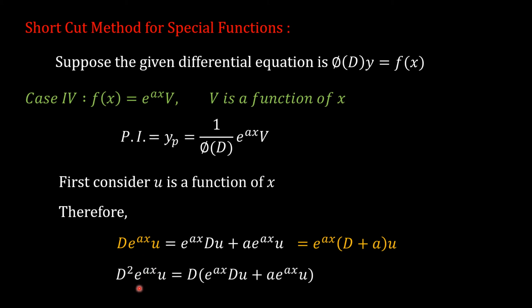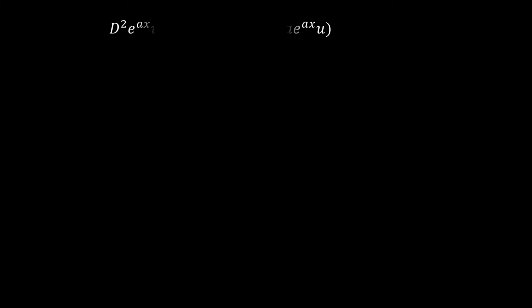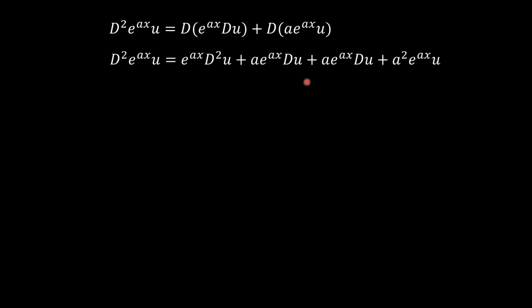Similarly, we will evaluate the second order derivative. So D square of e raised to ax into u is equal to the derivative of e raised to ax into u, which we have evaluated here: e raised to ax into D of u plus a into e raised to ax of u. Now obtain the derivative of these two terms with respect to x like this. So here we have applied the product rule of derivative.